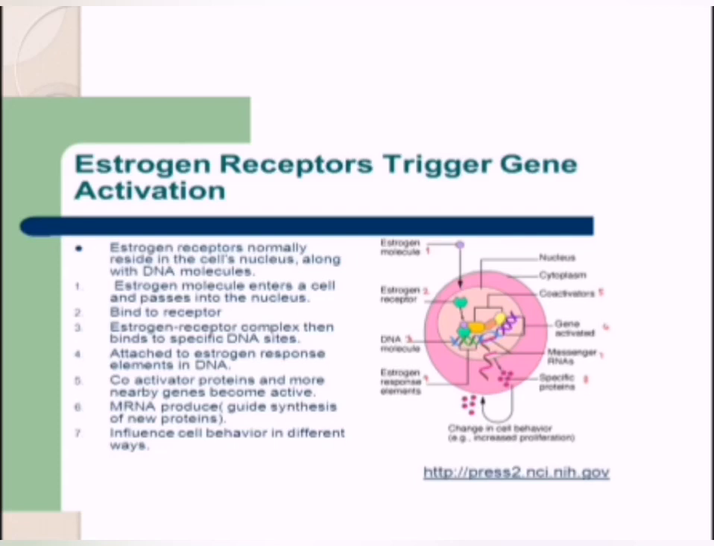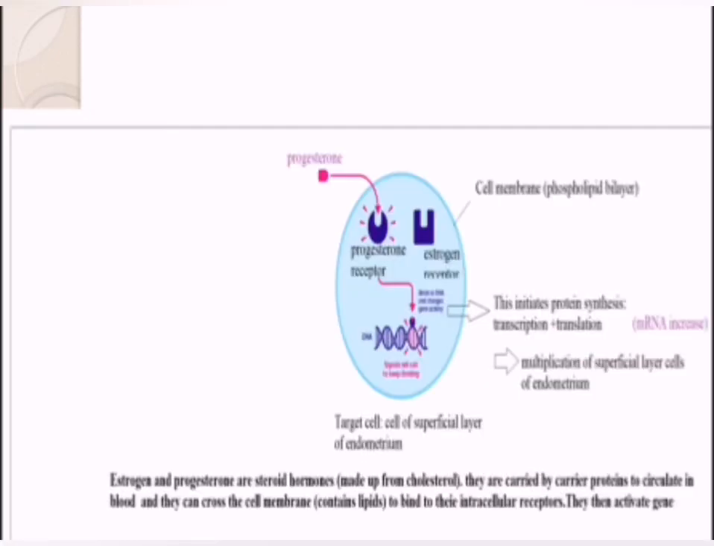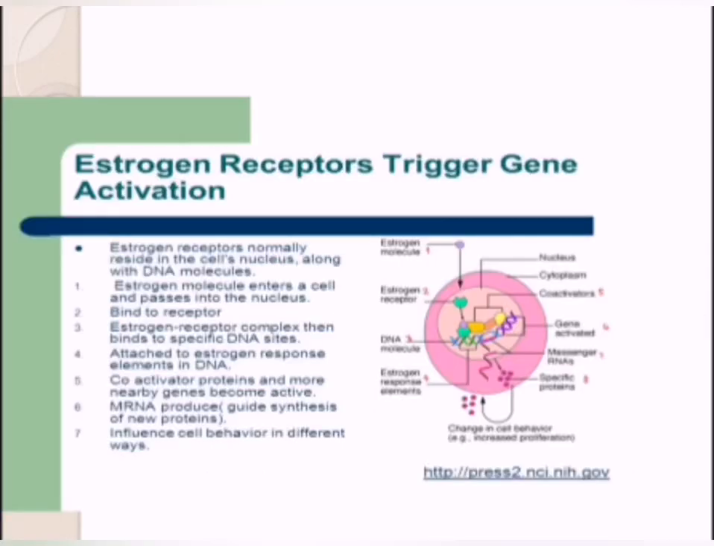Certain genes become activated, transcription and translation occur, and this will influence the cell behavior. Now, concerning progesterone, also progesterone has receptors inside the cell. It can bind to DNA. This will initiate protein synthesis or transcription and translation. Because of that, the messenger RNA amount will increase, and this will lead to multiplication of the superficial layer cells of the endometrium.